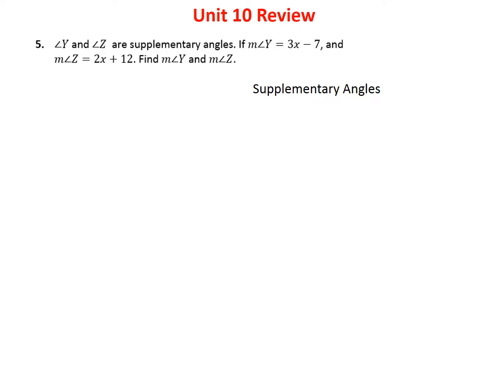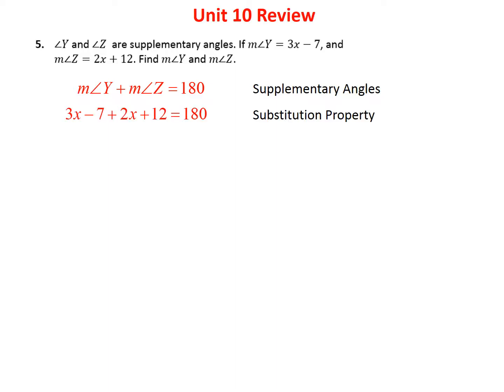First of all, because they're supplementary angles, these two angles, their measures add up to 180. So measure of angle Y plus measure of angle Z equals 180. So let's substitute in for each of these their algebraic expressions. The measure of angle Y is 3x minus 7, and the measure of angle Z is 2x plus 12. And now we're going to solve for x. We need to find x in order to find the measures.